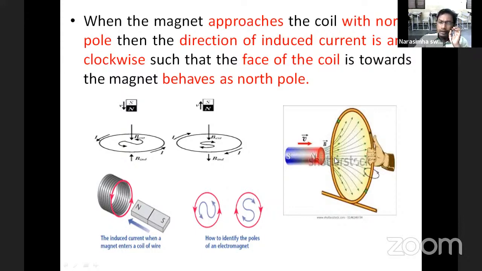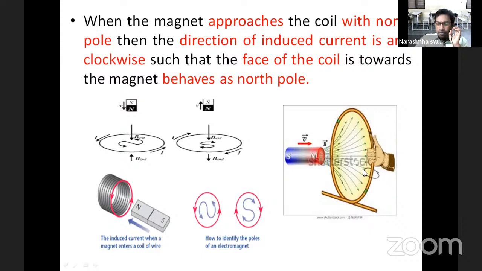See here, the magnet is moving forward with velocity v. Then what happens? The flux is changing continuously. Then in this coil, the current is moving in anti-clockwise direction, because the north pole is moving towards the coil.